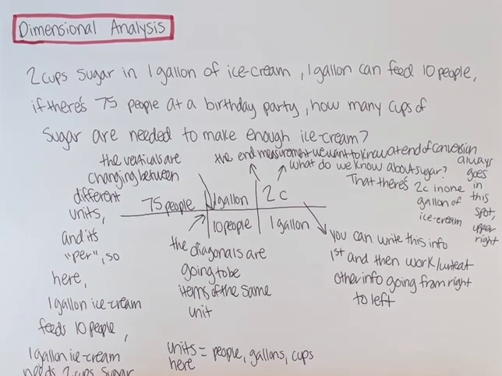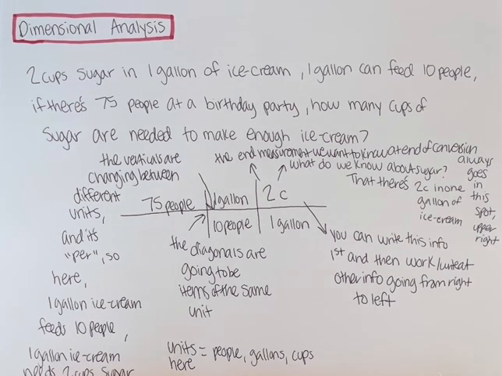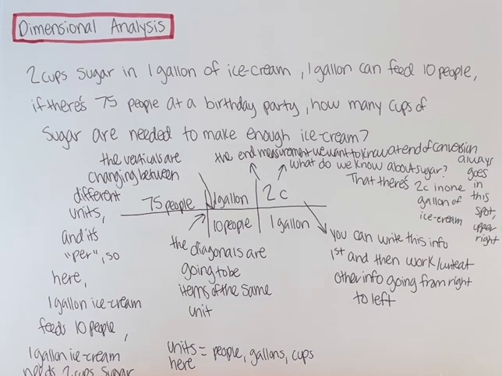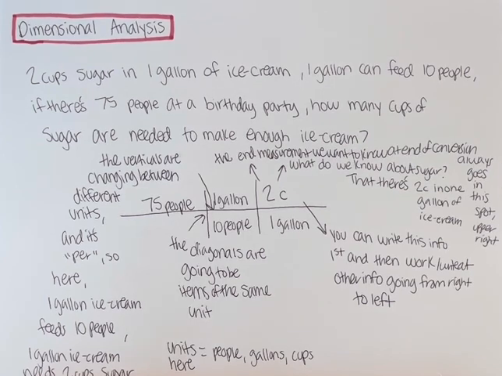And then the diagonals are going to be the items of the same unit. So notice how it says gallon and gallon, then the other diagonal says people and people. Okay, so the diagonals are items of the same unit. And then the verticals are changing between different units, and it's per.